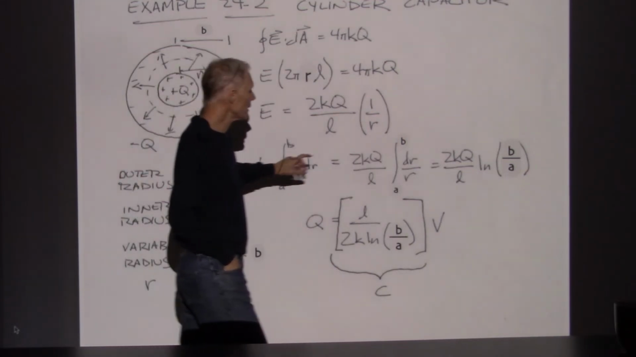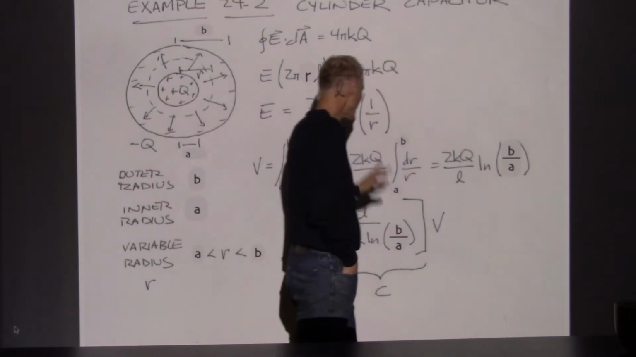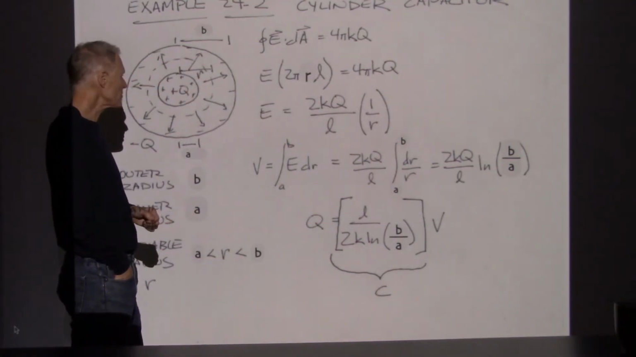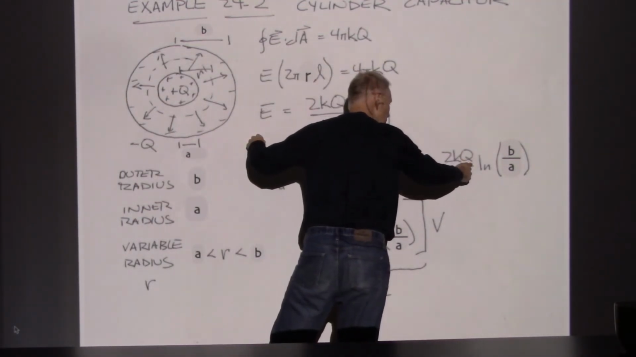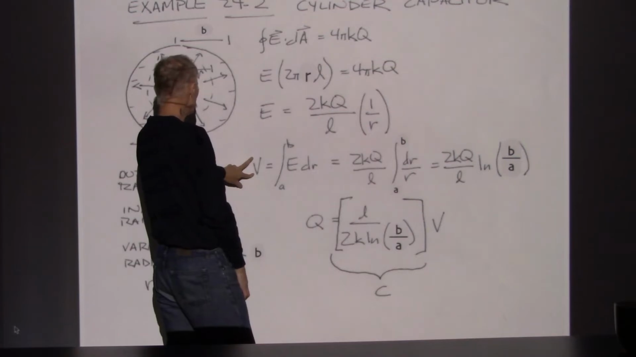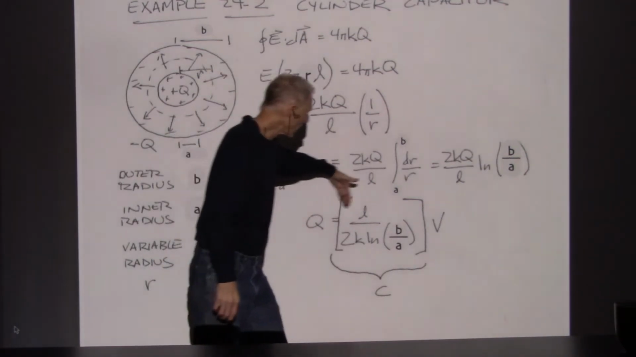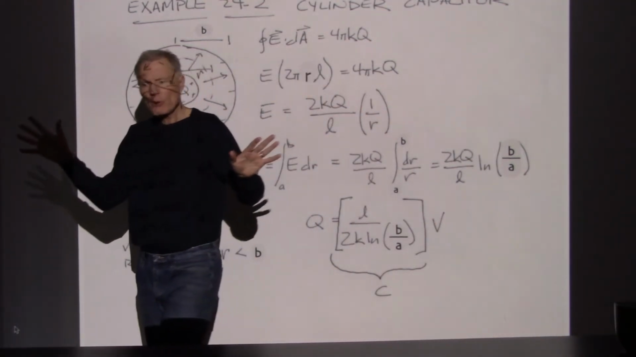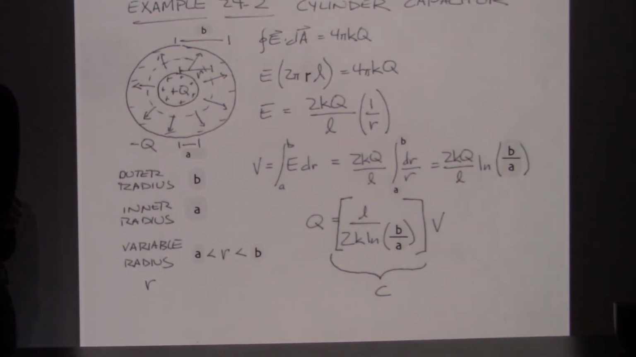So V then is going to be 2kq over L, natural log of b over a, where those are the two radii. And once again, what we've done is we've ended up with a formula that has Q built into it, and then on the other side it's actually a voltage formula, or electric potential. When we solve that formula for Q, and then isolate the V, everything else is capacitance. So everything else in that formula is telling us what the capacitance will be for a cylindrical capacitor.